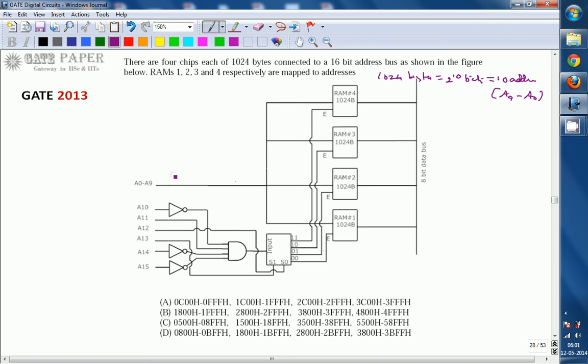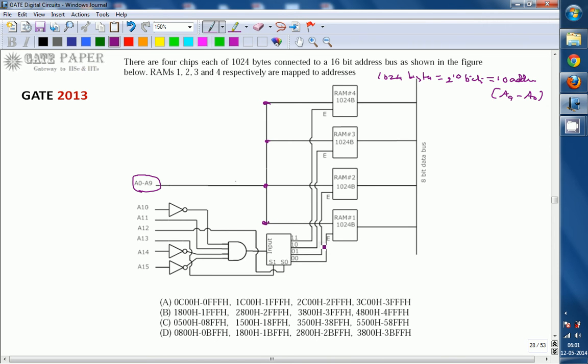Those 10 address lines are given as A0 to A9. Look at this one. A0 to A9 is going to be connected with all 4 RAM chips. That means the actual address is going to be used from A0 to A9, and the other address lines, A10 to A15, are used to select a particular RAM chip. They are going to be used to select which of these 4 RAMs is going to be selected.